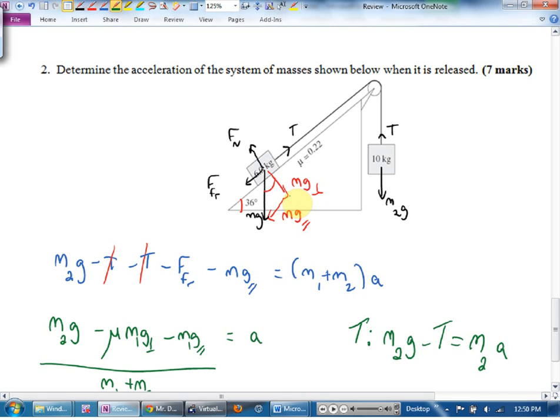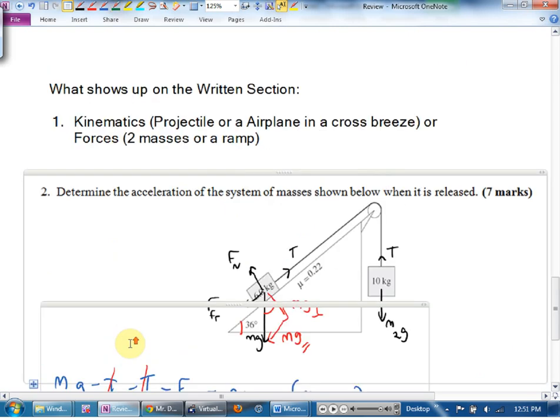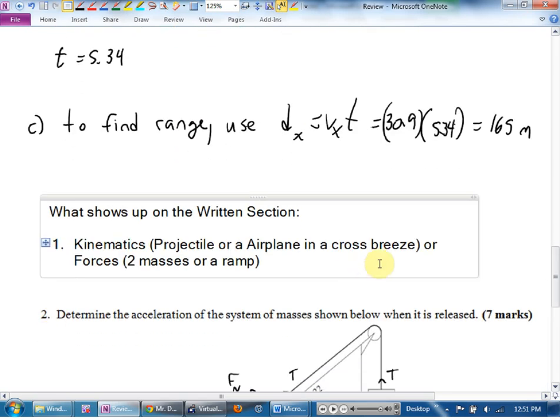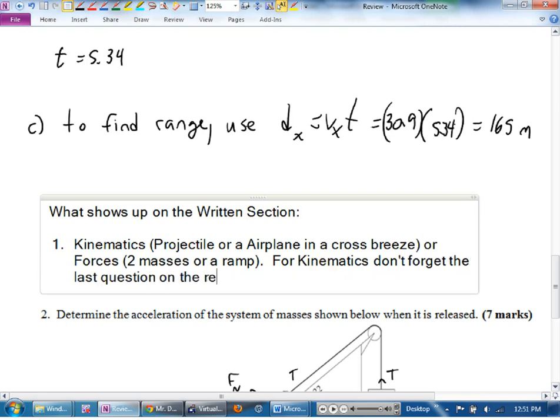Okay? That's going to be the first question on the written. Forces or kinematics? Also kinematics up here. For kinematics, don't forget the last question on the review. That was where we had the cannon hitting a wall at a certain height, and we asked what was the range, or something like that. That one's showed up more often recently.